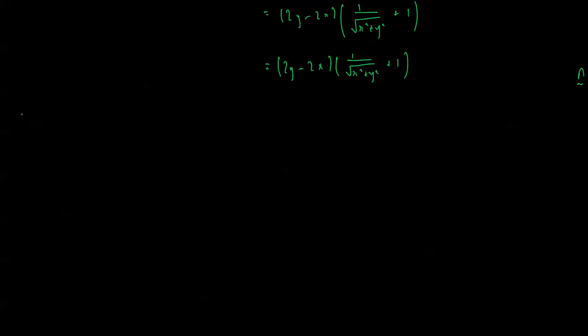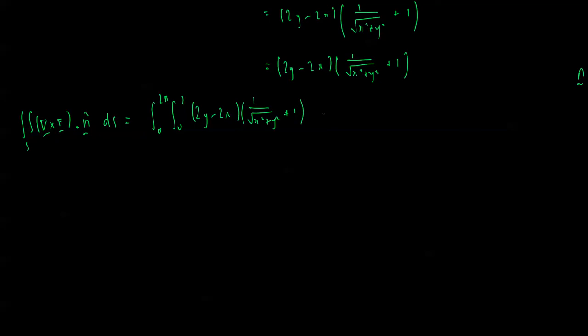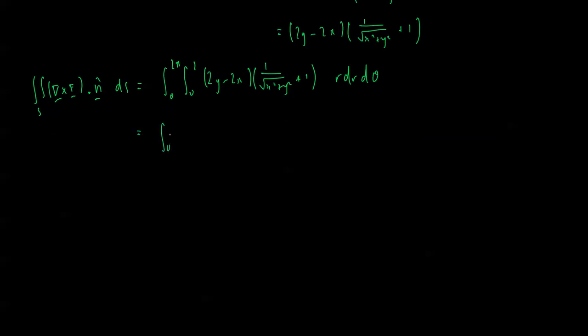Okay, so my flux, or my integral over S of the curl of the vector field dotted with n hat dS is equal to, okay, my bounds on A, which is 0 to 2 pi, 0 to 2, of 2y minus 2x times 1 on the square root of x squared plus y squared plus 1, and I need my r dr d theta, don't forget the Jacobian. So it's equal from 0 to 2 pi, 0 to 1.